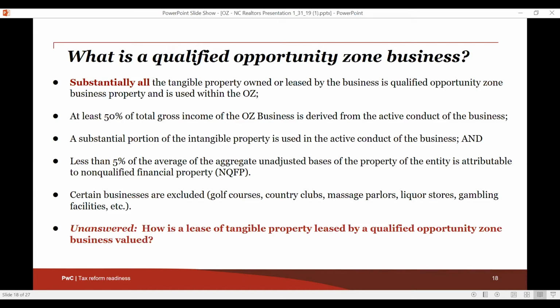Non-qualified financial property generally means stock, partnership interest, debt, options, forward, futures, etc. And while, like I said, there's a lot of uncertainty around which businesses will qualify, we do know that certain sin businesses do not qualify. So those are your country clubs, massage parlors, liquor stores, etc.